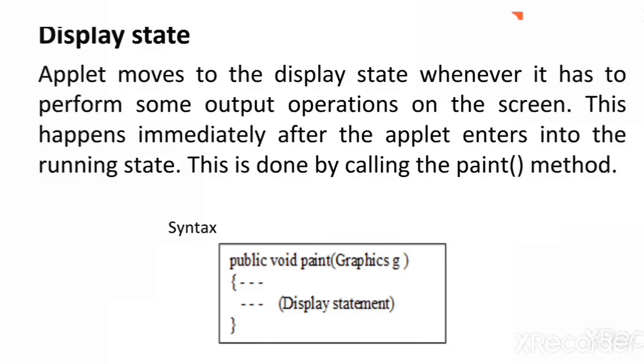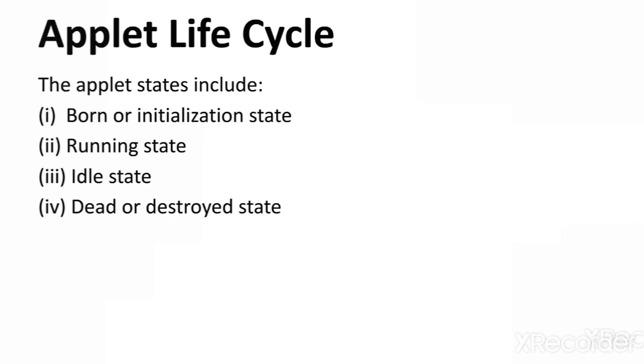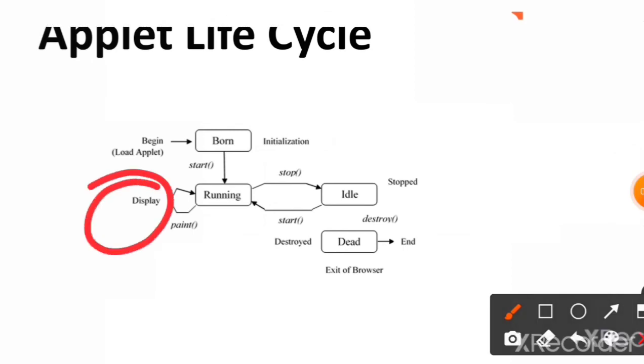And you have to observe one thing here, that is this display state. The display state is not considered as a part of the applet life cycle, because here I have not mentioned display as a separate state. It is just a part of the running state. And this you have to keep in your mind. A display state is not a separate state, it is a part of the running state.